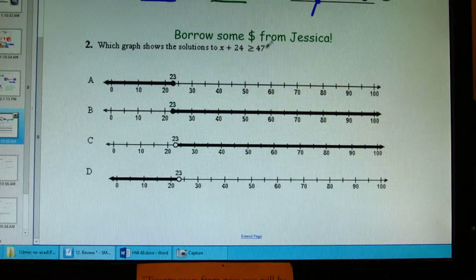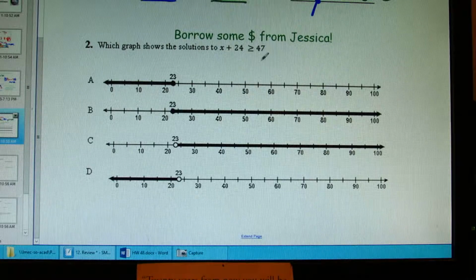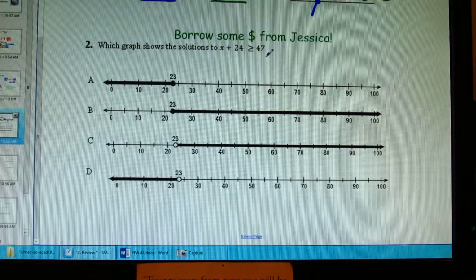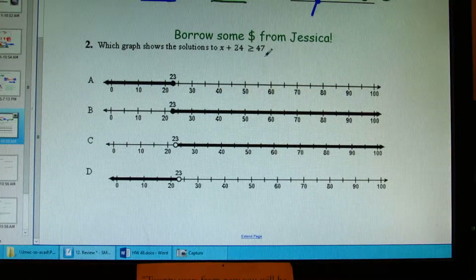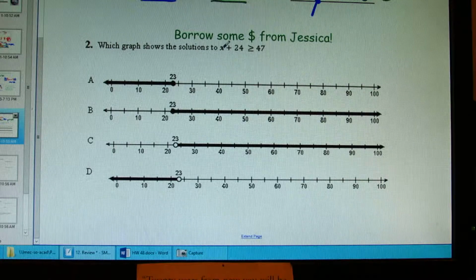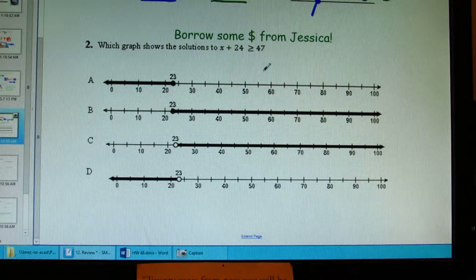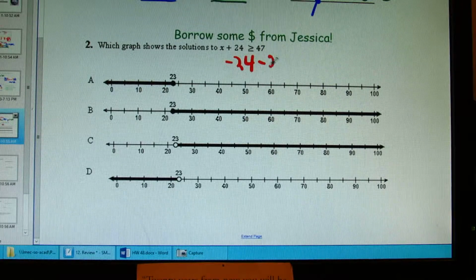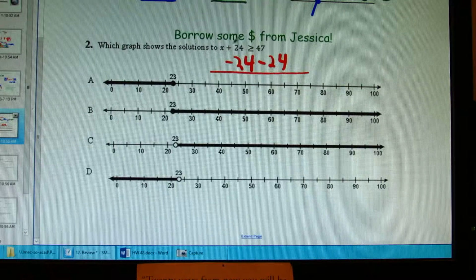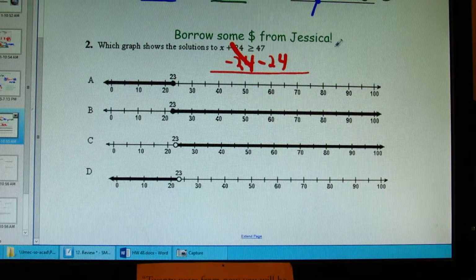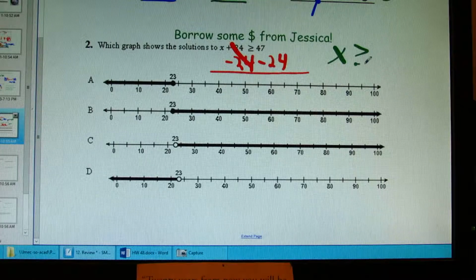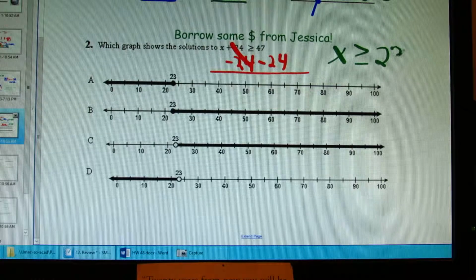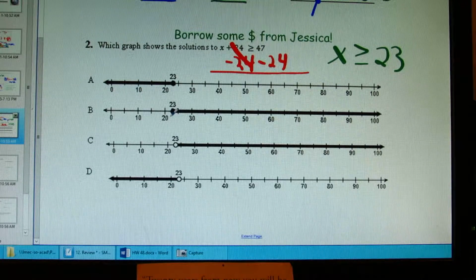There's no chance for me to switch the inequality symbol because I'm not going to be multiplying or dividing by a negative number. So all I have to do is solve this by doing what on both sides? What do I have to do on both sides to isolate the variable? That's right, I have to subtract 24 on both sides. Those 24s will cross out, and I'll be left with x is greater than or equal to, looks like 23.